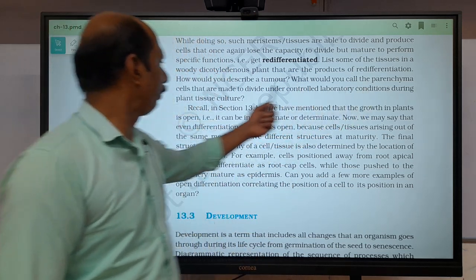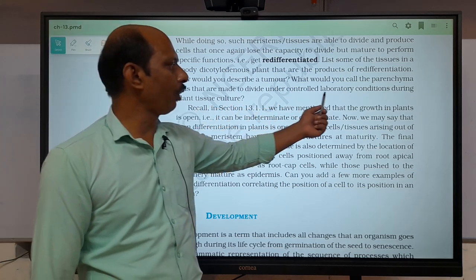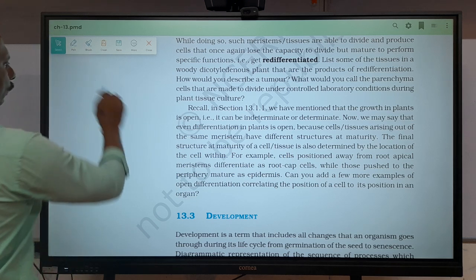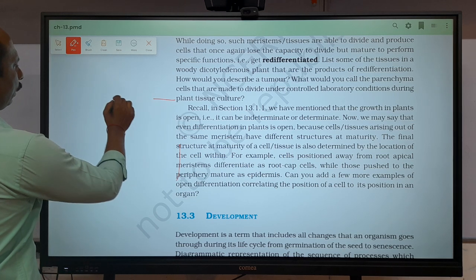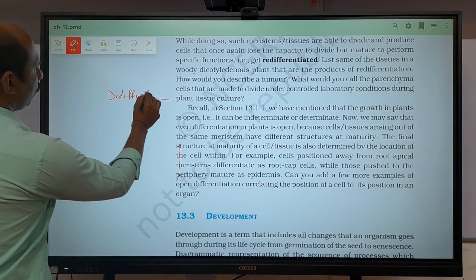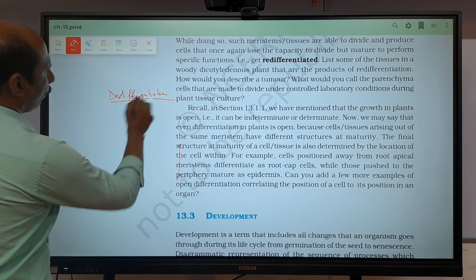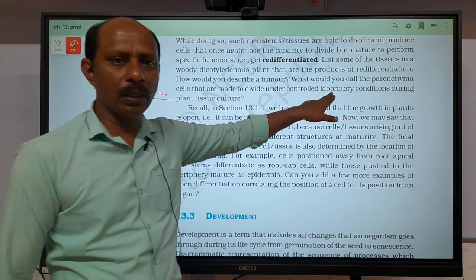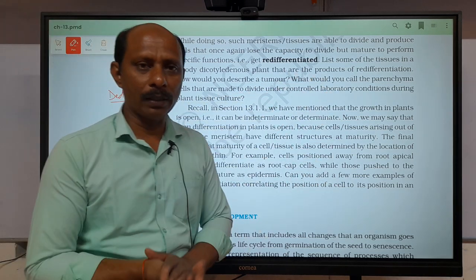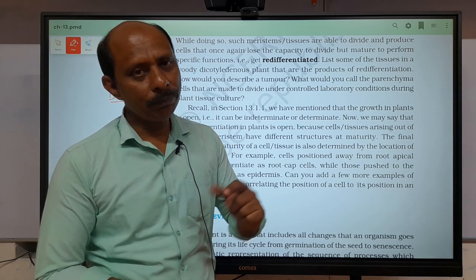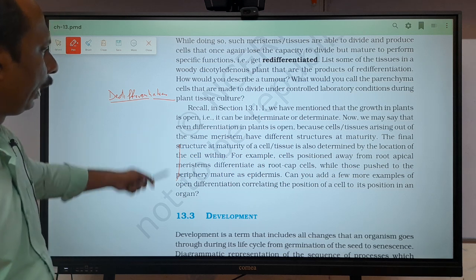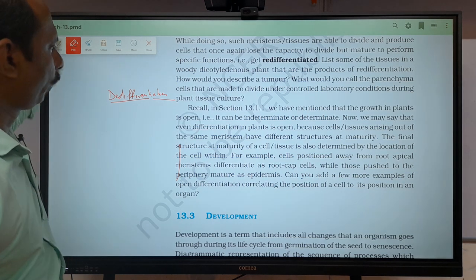What do you call the parenchyma cells that are made to divide under controlled laboratory conditions during plant tissue culture? We call this de-differentiation, right? Because they divide, and when they convert into mature plant or permanent tissue, then we call it redifferentiation, right? Okay.